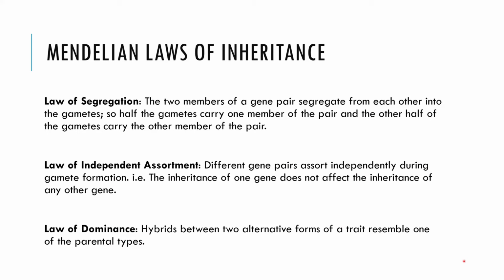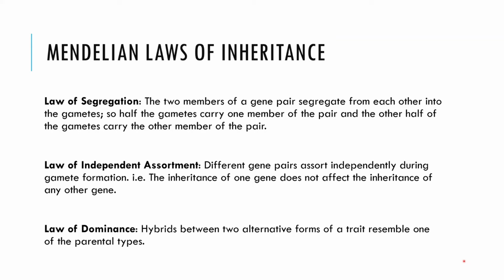So from these we can derive Mendel's laws of inheritance. The law of segregation can be defined as the two members of a gene pair segregate from each other into gametes. So half the gametes carry one member of the pair and the other half of the gametes carry the other member of the pair. The other law that he proposed was the law of independent assortment. Different gene pairs assort independently during gamete formation. That is, inheritance of one gene is not affected by the inheritance of any other gene.